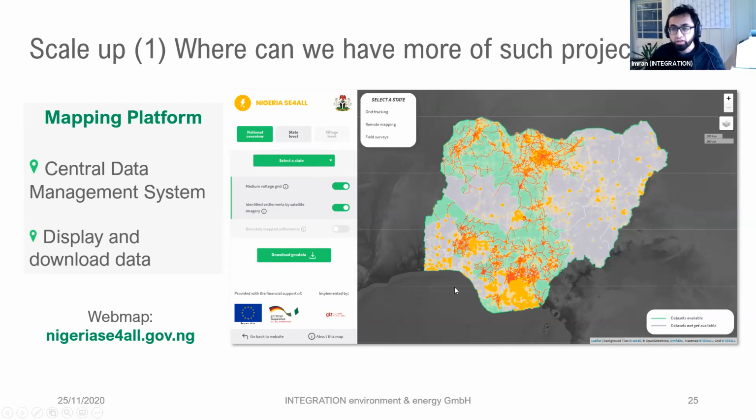We have very recently launched this platform together with the Federal Ministry of Power, and you are very much welcome to go to this website, Nigeria SE for All. And there you can access this as well. It's an interactive map, and you can explore around and see how this can look and how this can support.